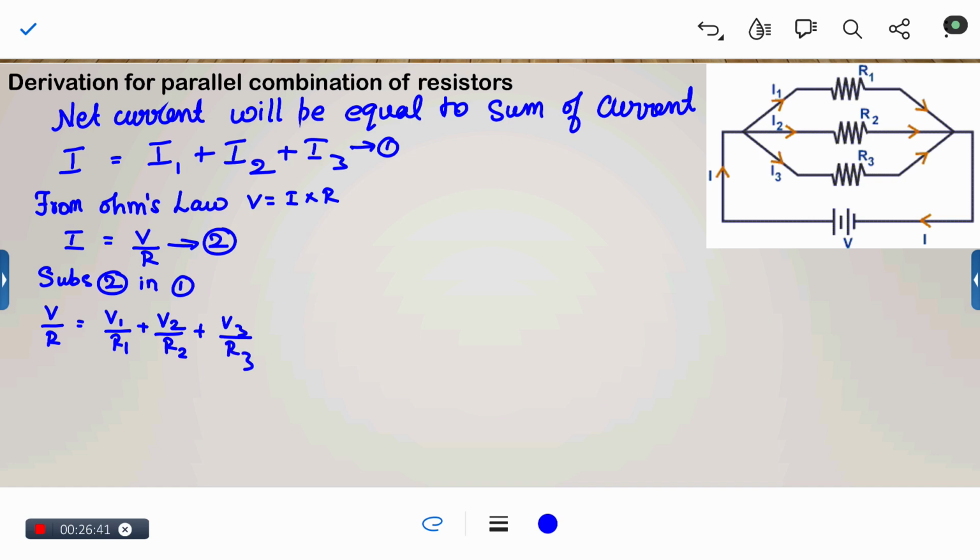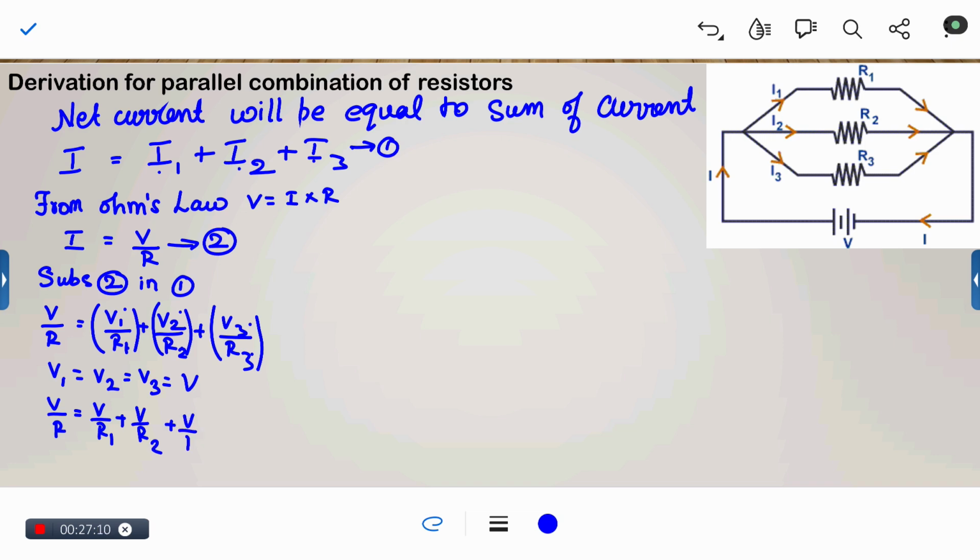So by using these formulas, we can calculate the individual current. I1 is equal to V1 by R1, I2 is equal to V2 by R2, I3 is equal to V3 by R3. In parallel, the potential difference will remain the same, but we don't know the magnitude, so you can write it as V1, V2, V3, V. Then I can rearrange it as V by R is equal to V by R1 plus V by R2 plus V by R3.